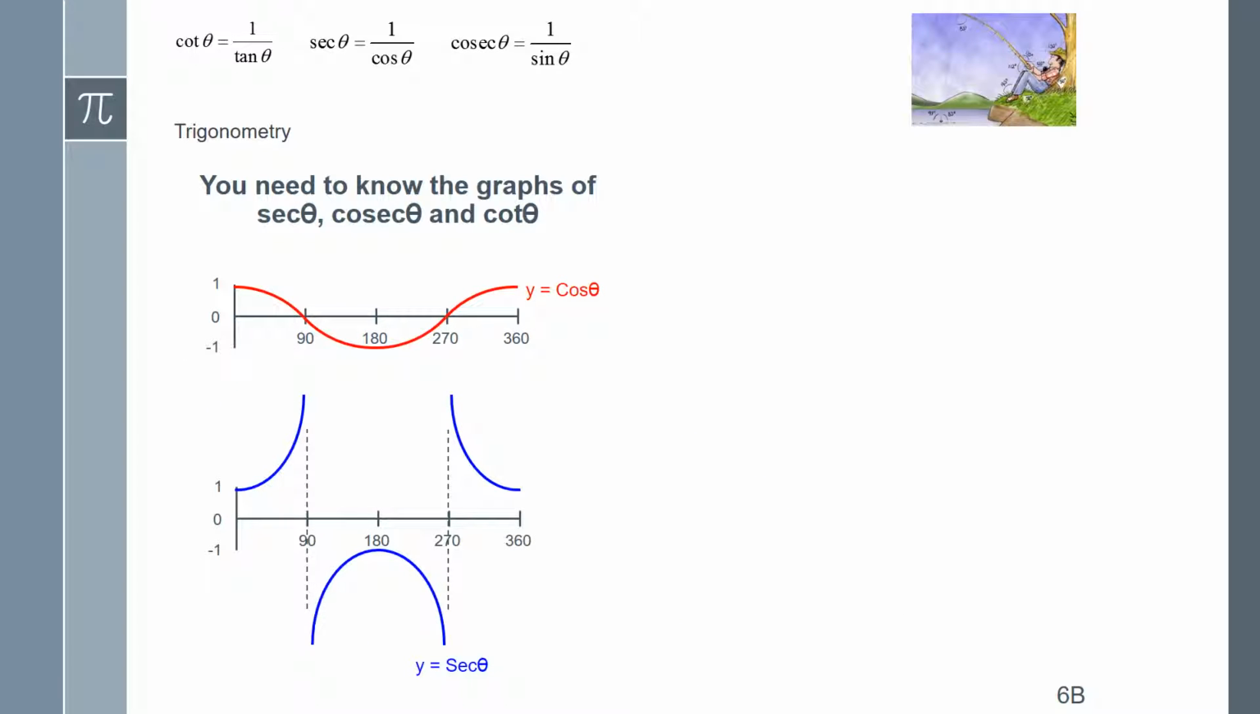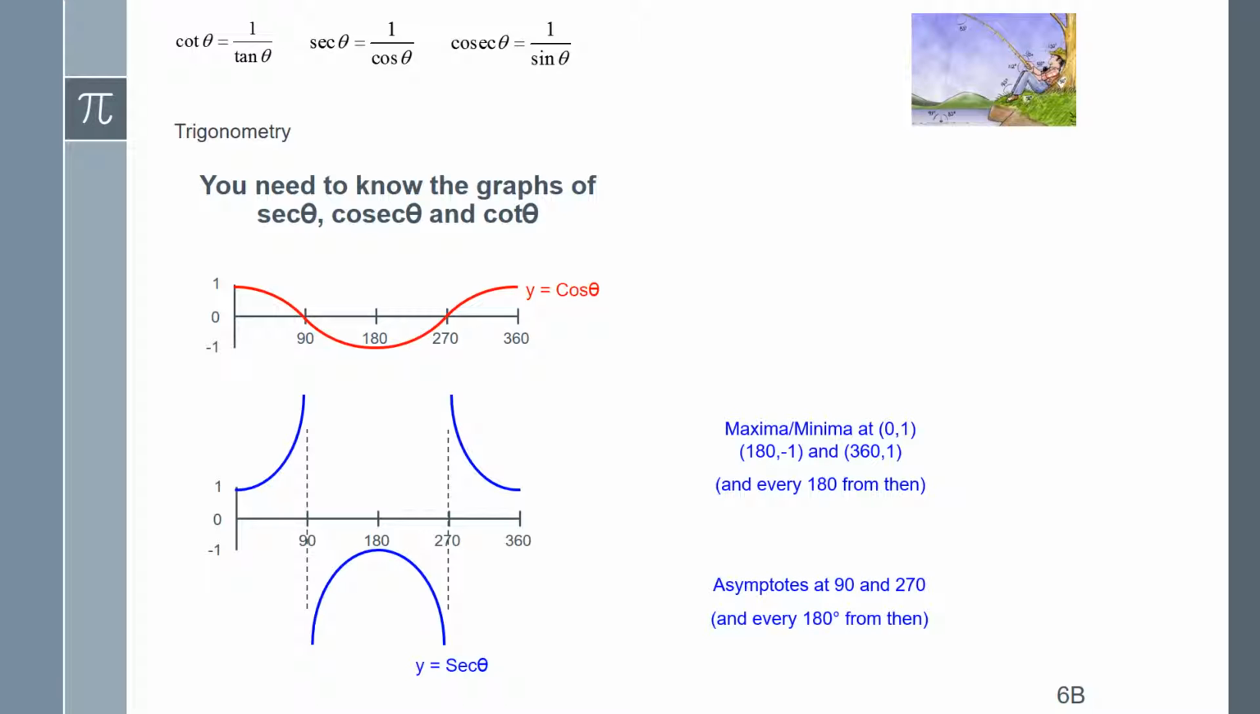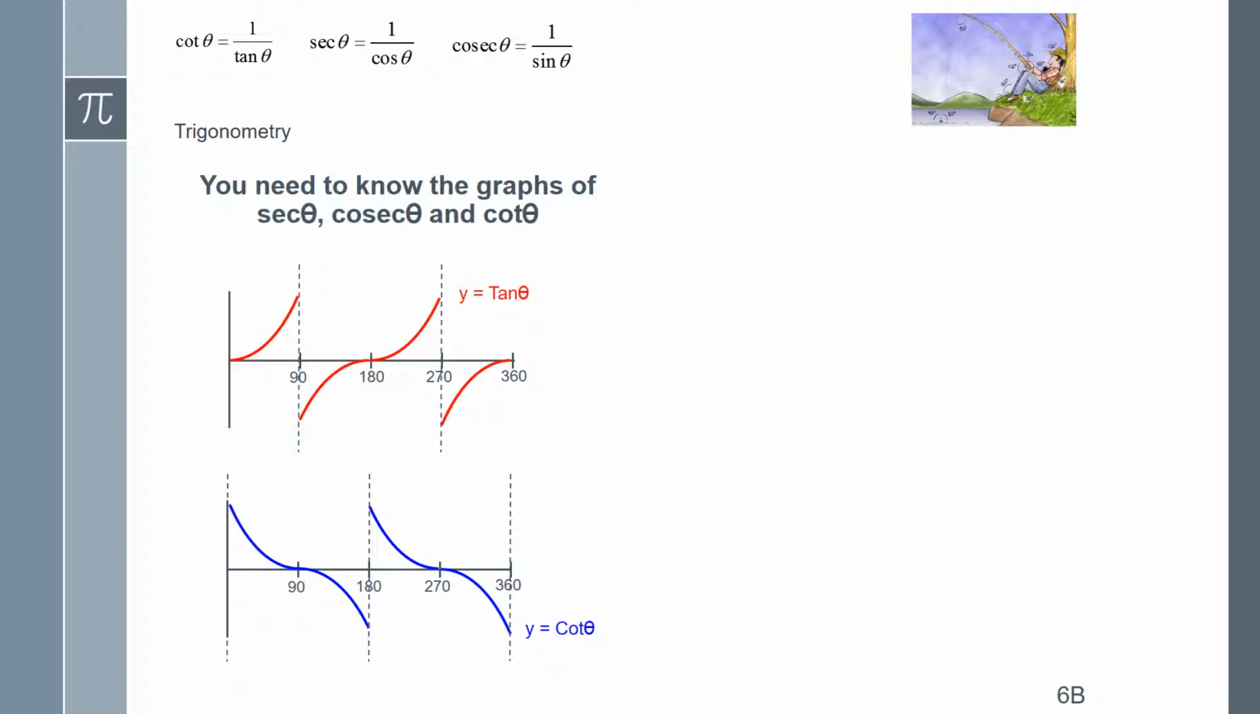Sec theta is similar in shape. The minima and maxima are at 0, 1, 180, -1, 360, 1, and every 180 degrees from there on. And the asymptotes are at 90 and 270, and every 180 degrees from there. That's the graph of sec theta. Cot theta: asymptotes at 0, 180, 360, and every 180 degrees from that point onwards.